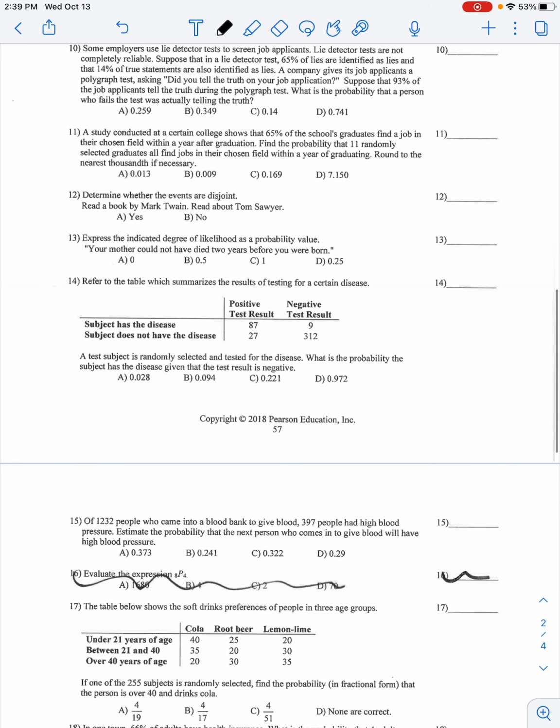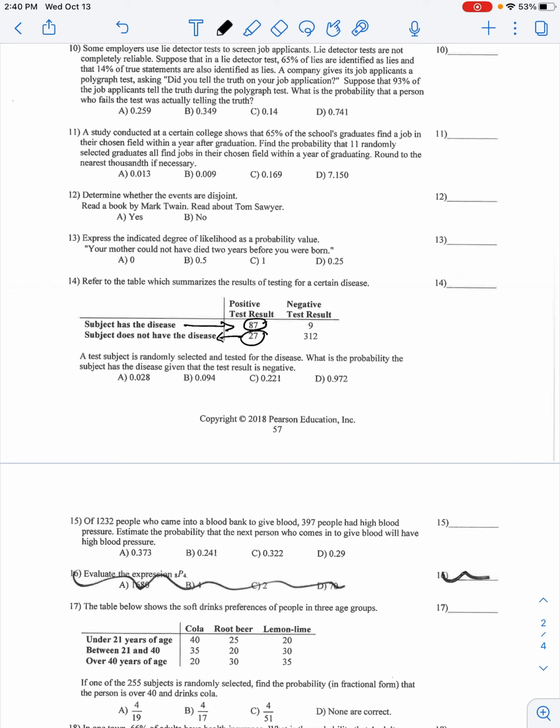Number 14. Refer to the table which summarizes the results of testing for a certain disease. So, and here is the table. Reading the table, 87 people got tested positive and they had the disease. 27 tested positive, but they did not have the disease.